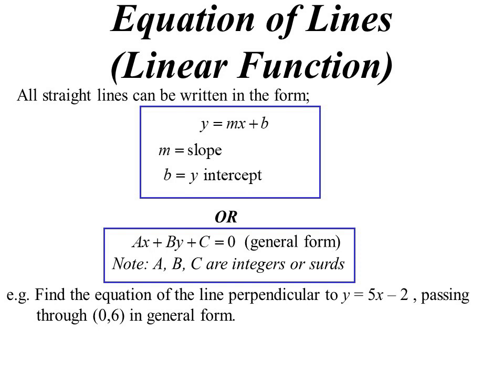Find the equation of the line perpendicular to this line, but it passes through (0, 6), and we want the answer in general form. Well, the slope needs to be the negative inverse. Multiplies together to give negative 1. So the slope of the line they've given me is 5. Turn it upside down, inverse, change the sign. That's how I know the slope of the line I want is minus a fifth.